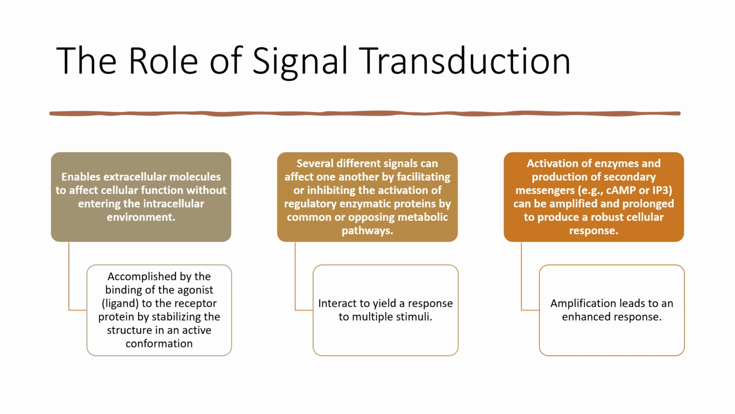There are 3 roles of signal transduction. The first one is that it enables extracellular molecules to affect cellular function without entering the intracellular environment. So the communication between cells is over a distance, and this is accomplished by the binding of the agonist or the ligand to the receptor protein, stabilizing the structure in an active conformation.